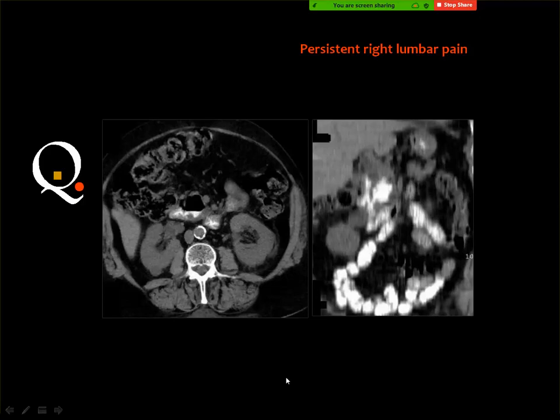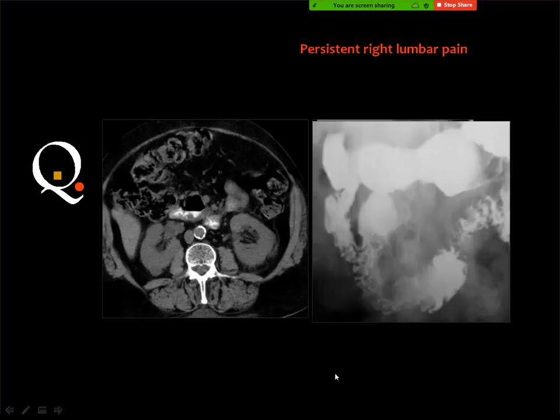Obstructed right kidney. No. Thrombosis in the aorta. And this is the lesion. What do you think? Pancreatic. Barium leaky. No, leucosabarium. What do you think? Vaginal.